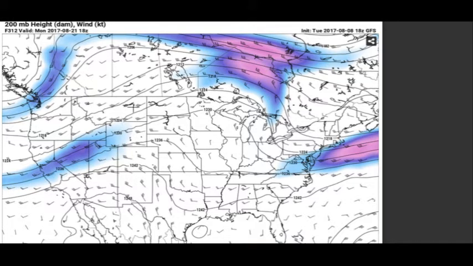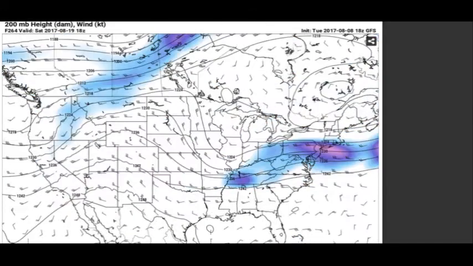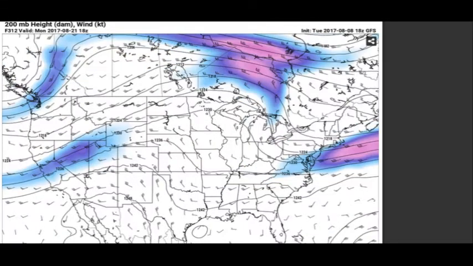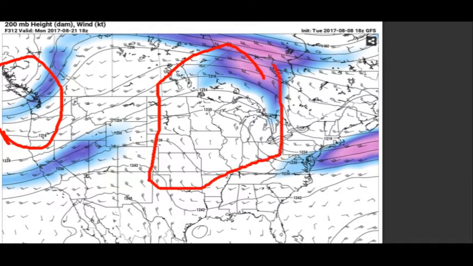around the eclipse time. See, the eclipse is now starting to come within range of the models, and they're looking for a trough to the west and a ridge to the east. Okay, so that's the 200 millibar chart at the time of the eclipse. So trough out here and a ridge over the central U.S., and looks like another trough off the east coast.